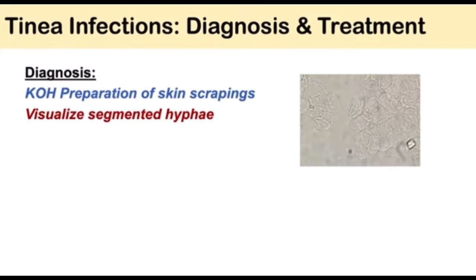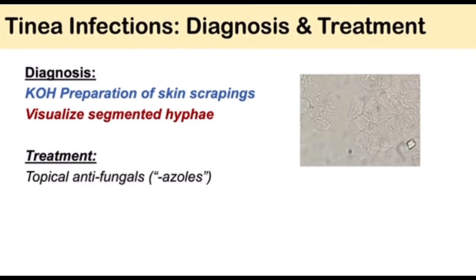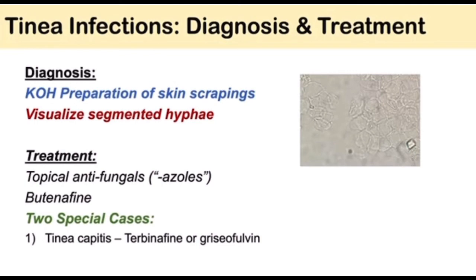Once we've made the diagnosis, how do we treat it? Treatment typically involves topical antifungals, or medications with azole at the end of their name, the azole suffix. You can think of medications like fluconazole, and another one might be butenafine. The majority of tinea infections are treated with topical antifungals. But there are two special cases I want you to think about, and I'll tell you a way to remember them in a moment. The first special case is tinea capitis, the top of your head, where we're going to typically use terbinafine or griseofulvin.